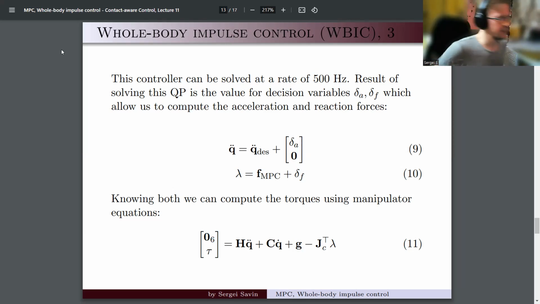Please notice that what happens here is that you solve a QP to find correct accelerations and correct reaction forces, even though reaction forces, you previously got them from MPC. So MPC gave you reaction forces. Then after that, you still have to correct them one more time. That's how it works.